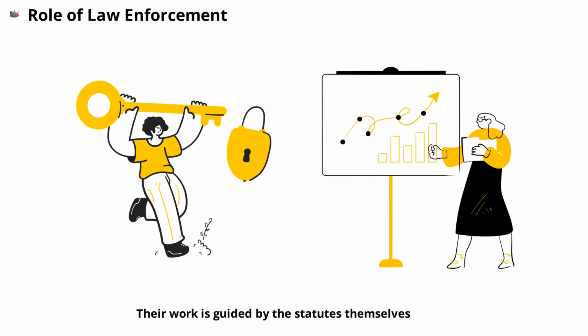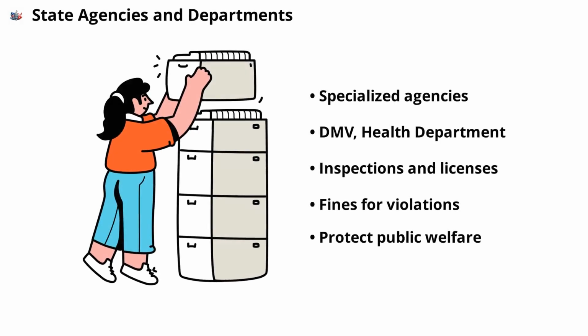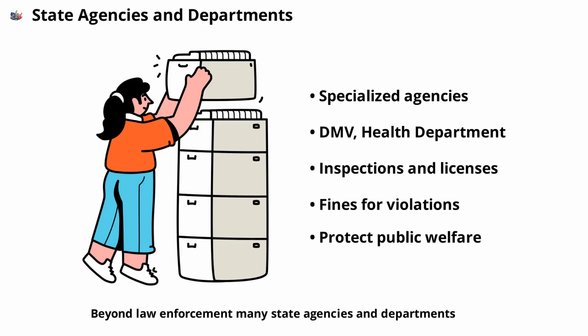Their work is guided by the statutes themselves, as well as by procedures and regulations set by their agencies. Law enforcement ensures that violations are addressed and that offenders are brought to justice. Beyond law enforcement, many state agencies and departments are tasked with enforcing specific statutes.